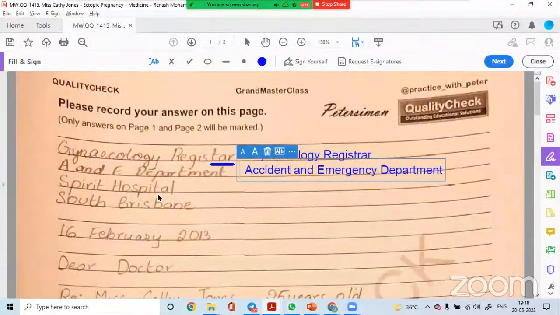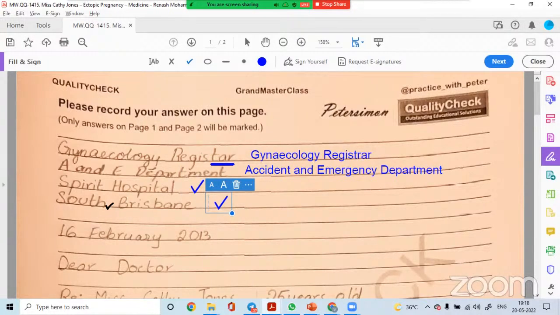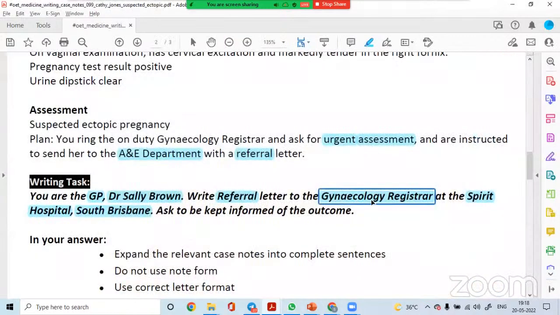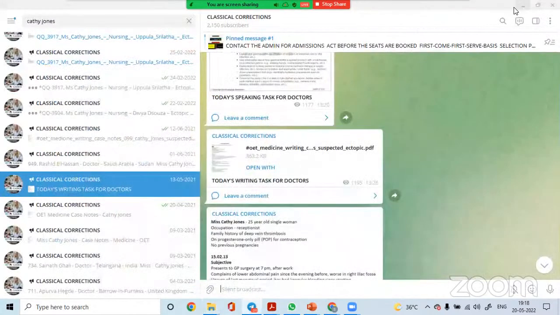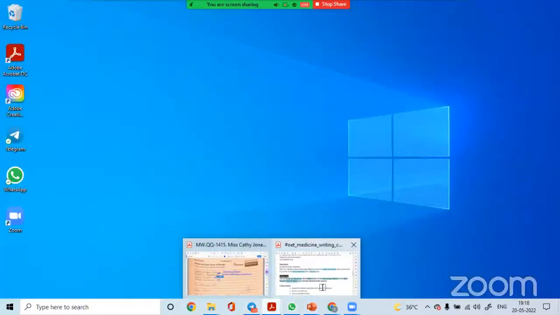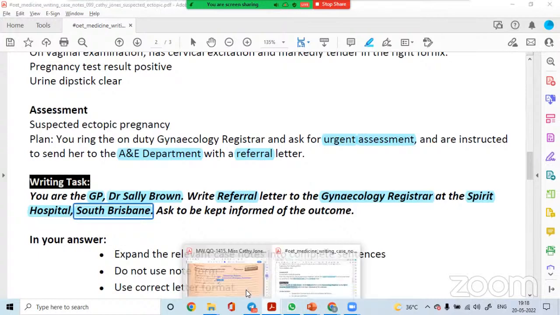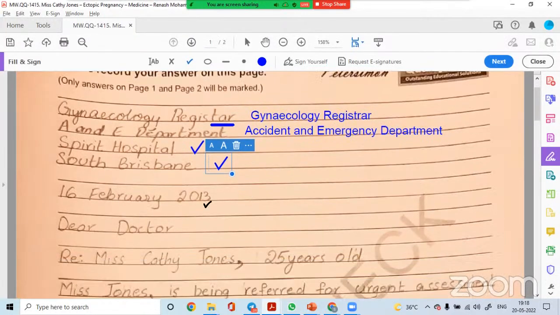And Spirit Hospital, South Brisbane. Spirit Hospital, South Brisbane. So gynecology registrar, accident and emergency department, Spirit Hospital, South Brisbane. Very good. Excellent. Fine. Wonderful. Only some small mistakes are there. You have to check it out. Then next. Okay. That's clear. Then 16 February 2013.